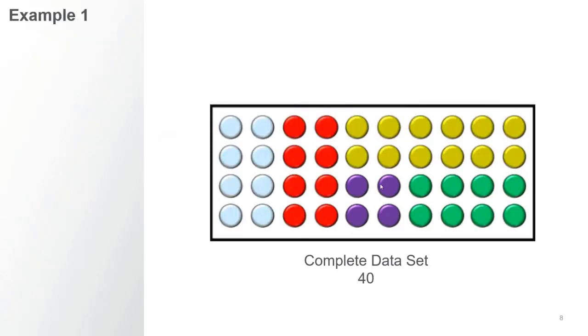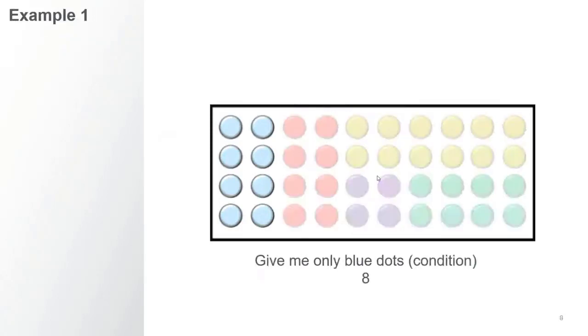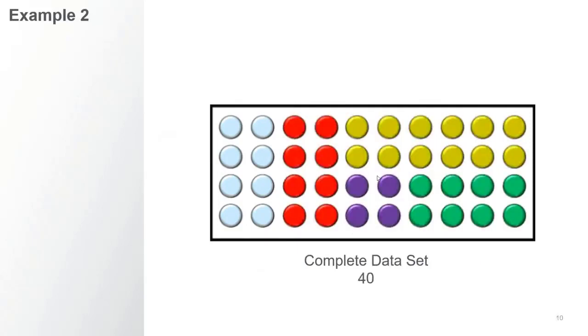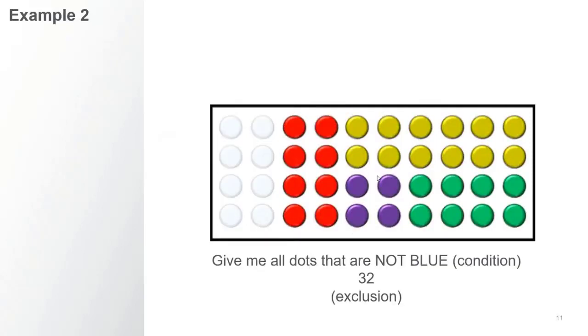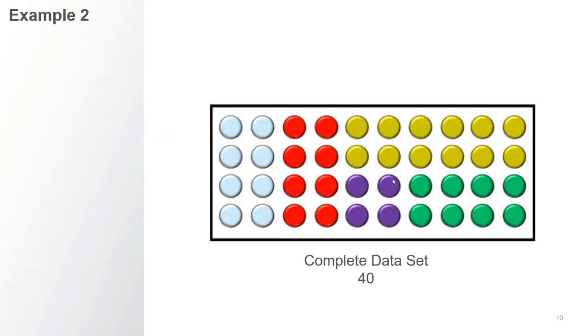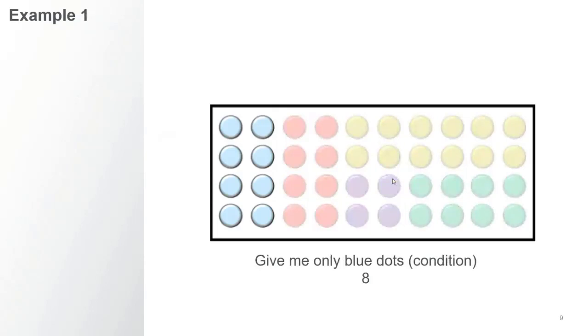Okay, so starting once again, we have our complete data set. Now give me only the blue dots. Okay, now we have the complete data set. Give me all dots that are not blue, right? The condition, for example, is an exclusion. Okay, so we're going back and forth here. Give me only blue dots. That's the condition, right? You want the sum of the number of dots that are blue. You're setting the condition.